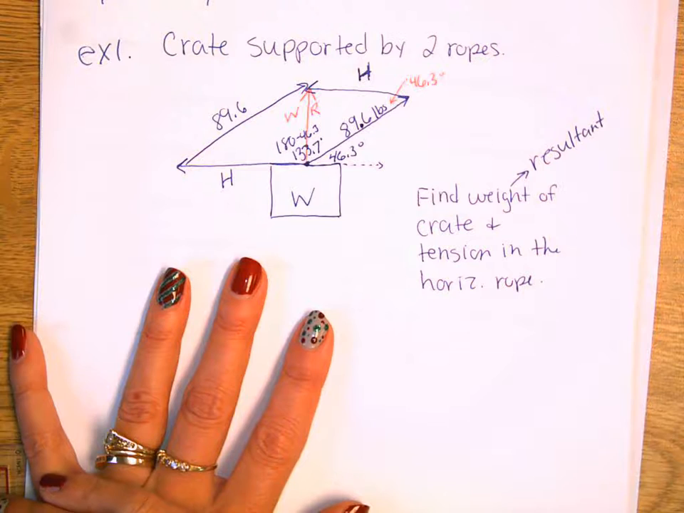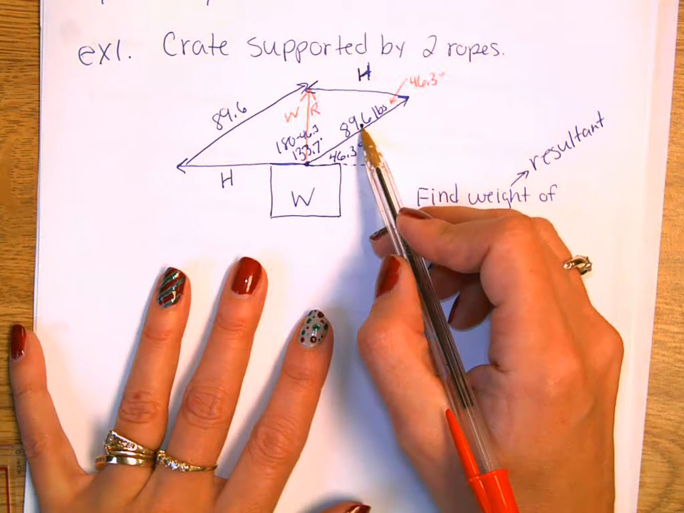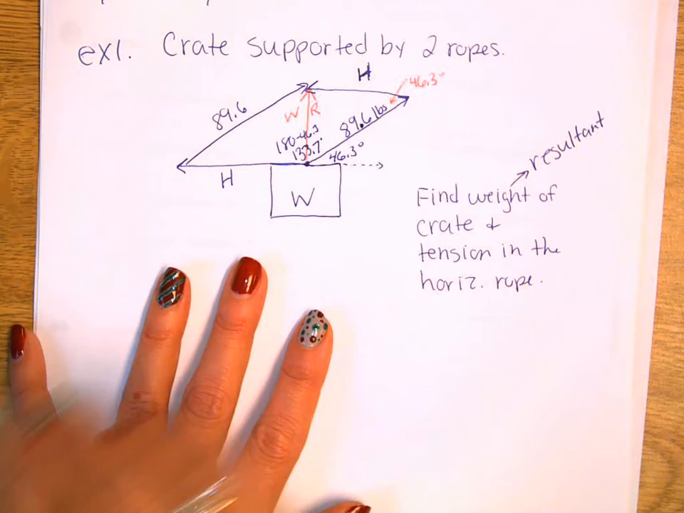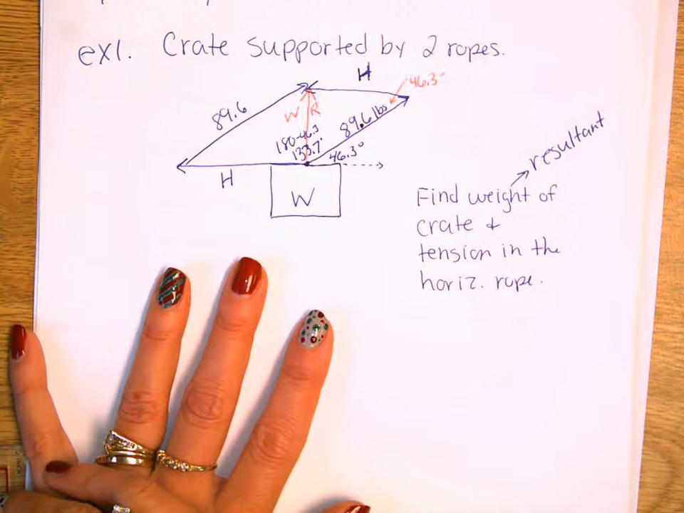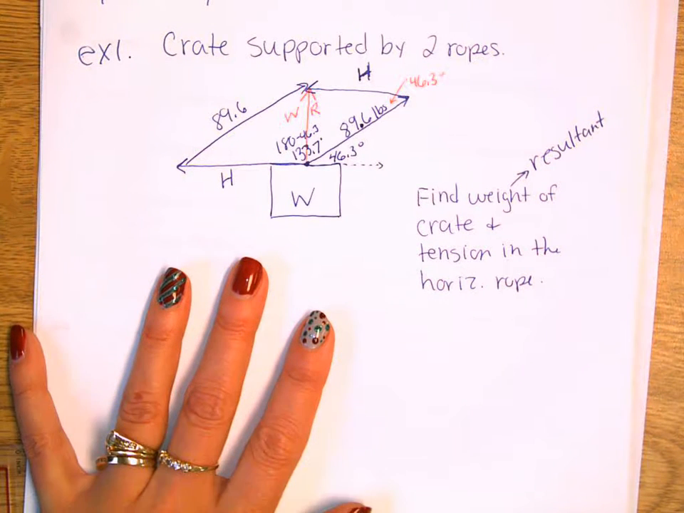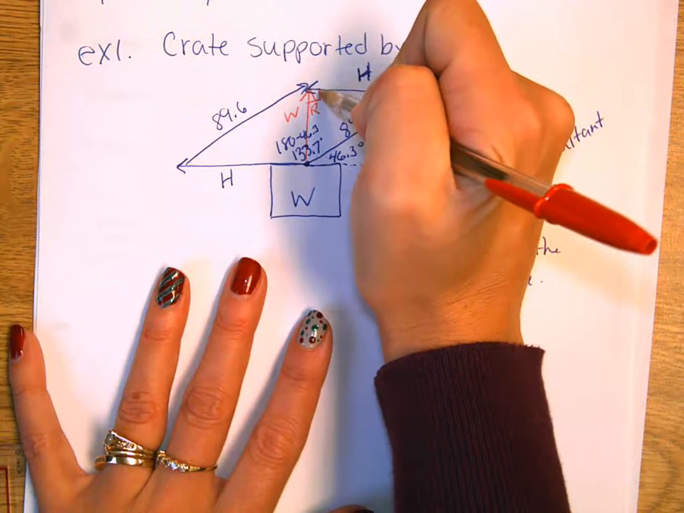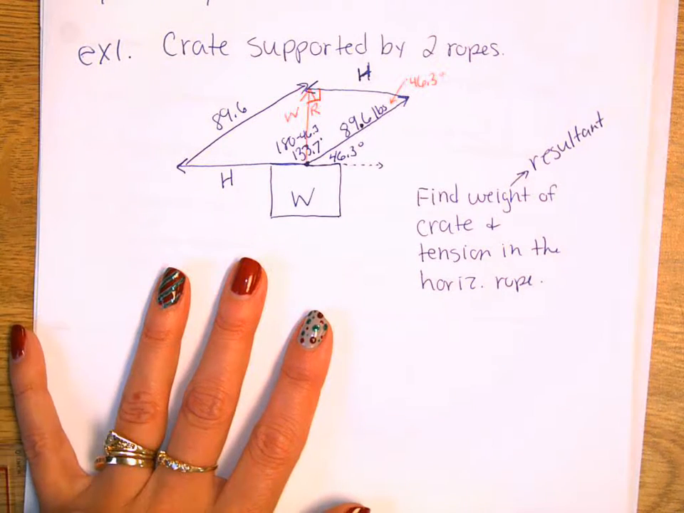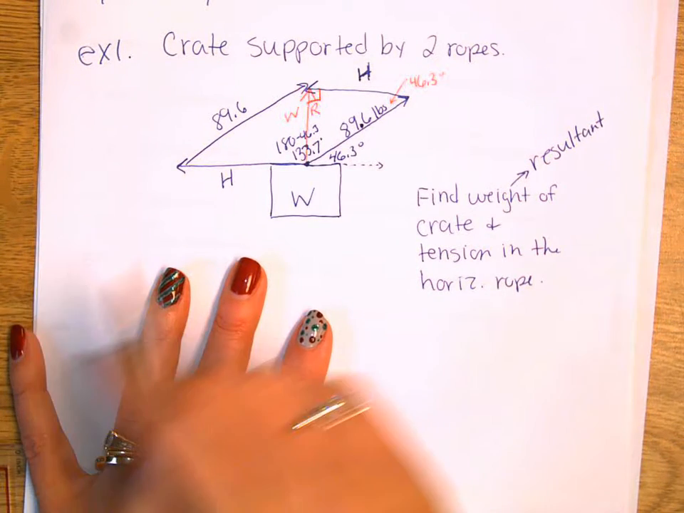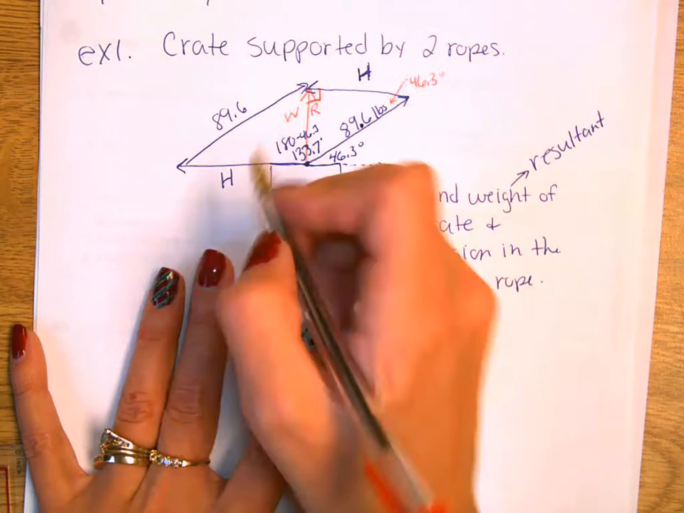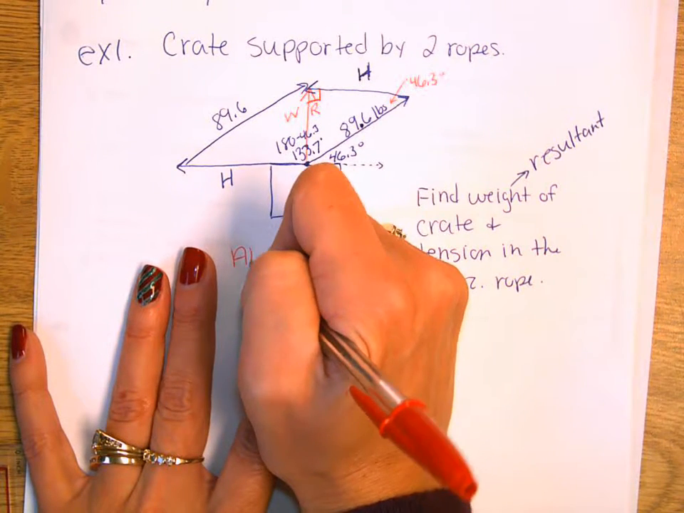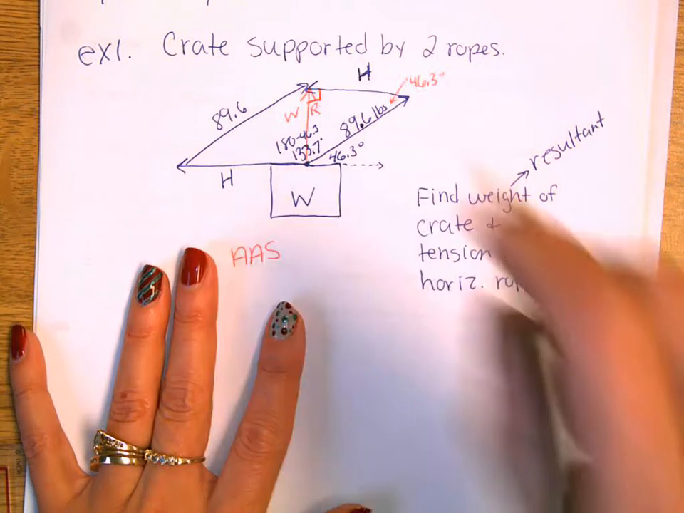Okay. So right now, I've got a side and this angle. What else is in this picture because of the positioning of the weight being straight up and down? A 90-degree angle right here. So now we've got angle, angle, side. Run your program and answer the two questions.